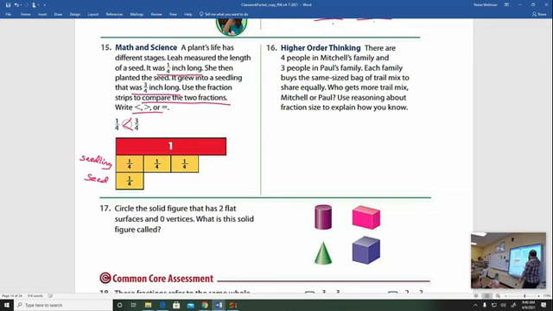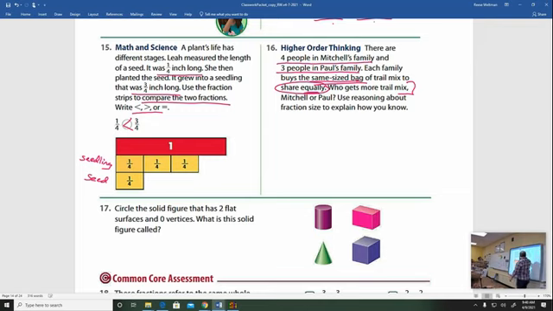Yes, please do. Okay. Now, I know some people got stuck on this one as well. Let's take a look. There are 4 people in Mitchell's family, 3 people in Paul's family. Each family buys the same size bag of trail mix to share equally. Who gets more trail mix, Mitchell or Paul? Use reasoning about fraction size to explain how you know. So, we don't need to know exactly how big the bag was, do we?